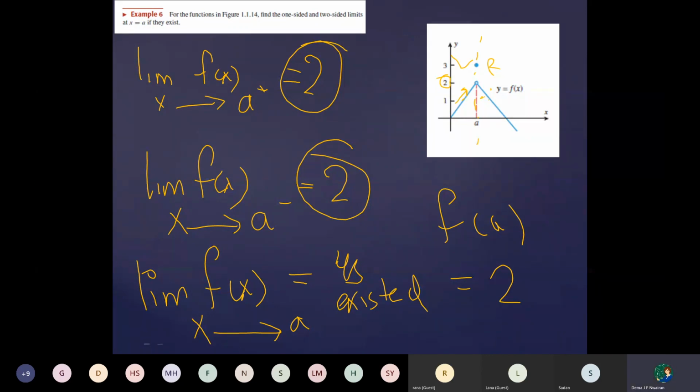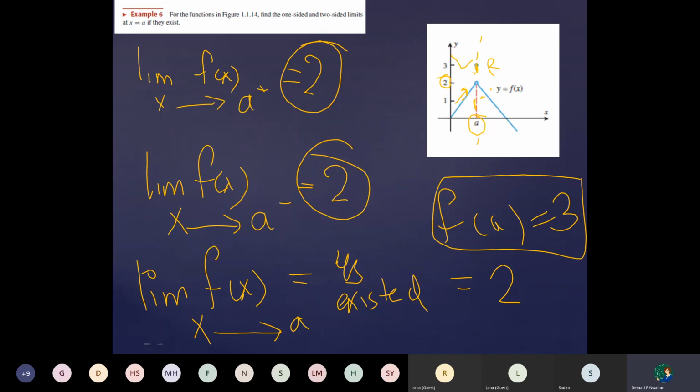Okay, so since the limit from the right is the same as the limit from the left, I can say that this limit exists and is equal to 2. What about f of a, the function when x is exactly equal to a? I will look at the colored points, the closed points. Since it is colored, it is equal to 3, so f of a is equal to 3.